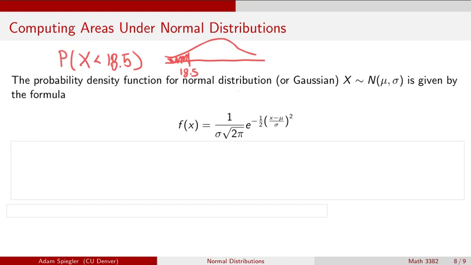18.5. So the empirical rule is not going to work perfectly here because it's going to give us a rough approximation because this is not a nice round number from the mean. So instead, maybe we can think about using integrals. We've used integrals before to calculate these areas.